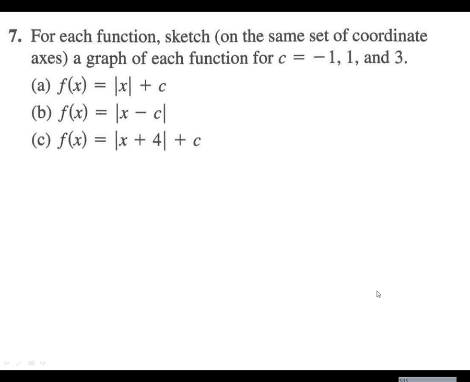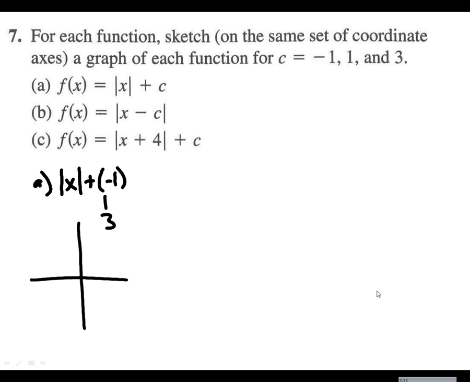Alright, if you're ready to go, let's take a look at A. They said use 3 different ones, so we're going to go absolute value of x plus negative 1, plus 1, and plus 3. 3 different options here. These are all vertical shifts. So our first one, down 1, absolute value, we'll hit like that. Up 1 for our second one, we're going to hit like that, and then up 3 for our third. And so same exact graph, just shifted a little bit in each case.